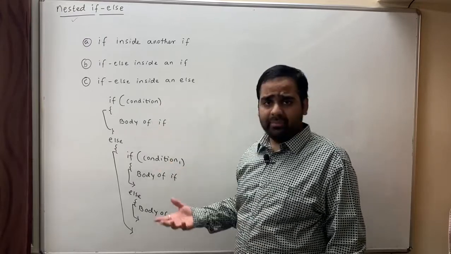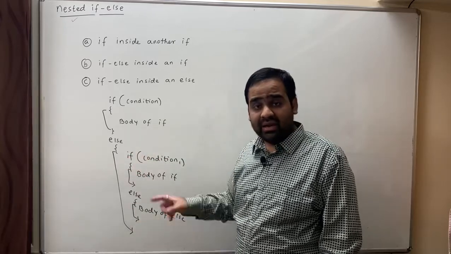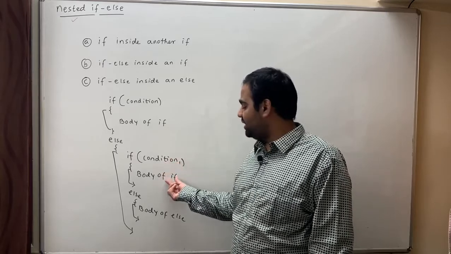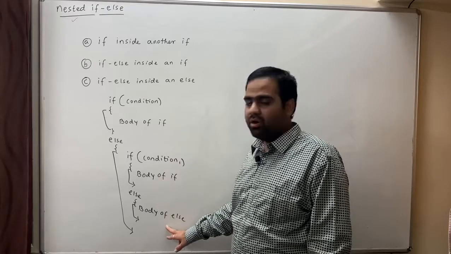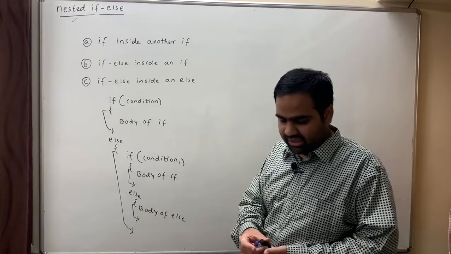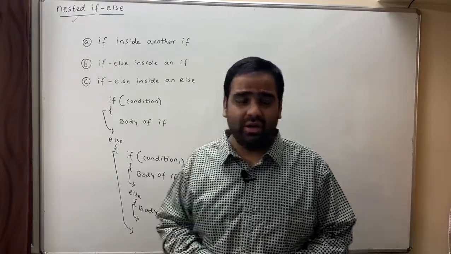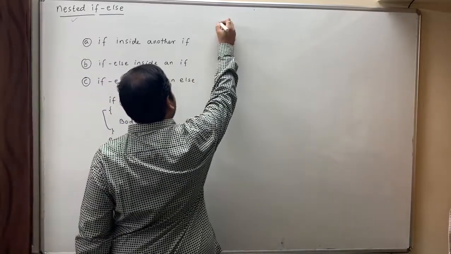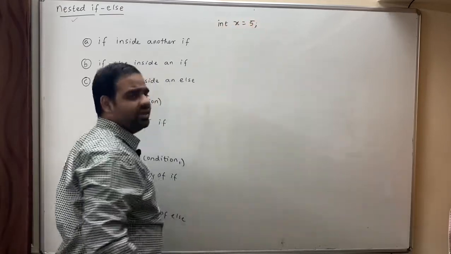If the condition happens to be false, then the body of else will be executed, and in this again we have condition 1. If condition 1 is true, then the body of if gets executed, and if condition 1 is false, then the body of else gets executed, and then we have the next set of statements. Now, let us try to understand whatever we have said with the help of an example. Let's say int x is equal to 5.